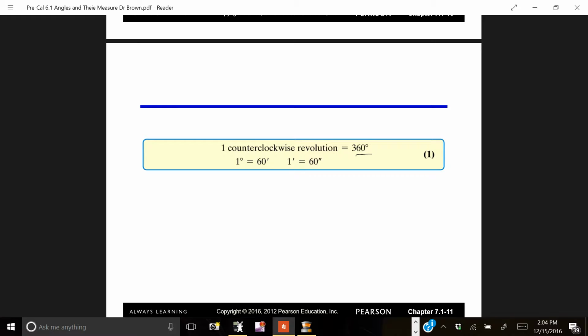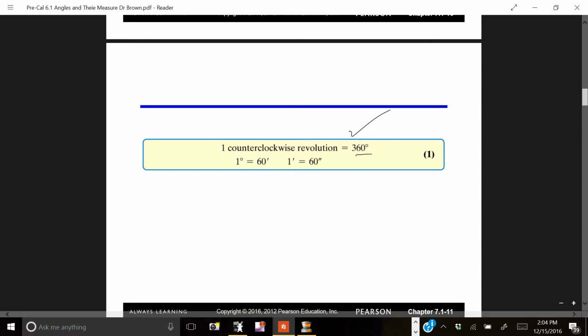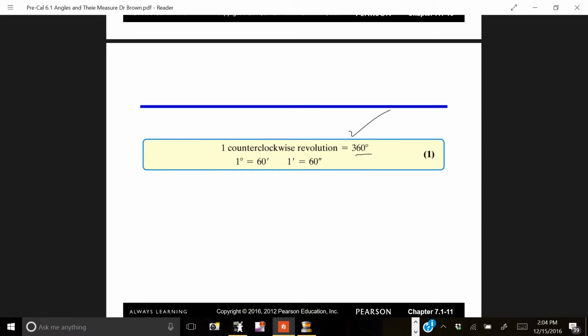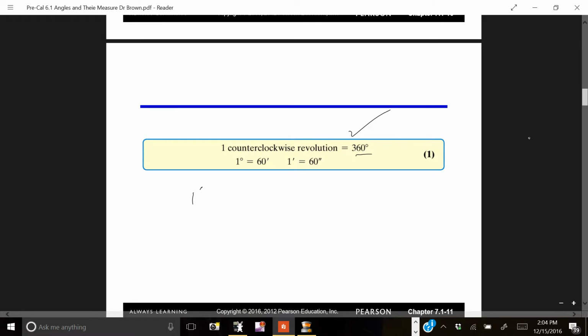Begin. 1 counterclockwise revolution is 360 degrees. 1 degree is equal to 60 minutes, and 1 minute is equal to 60 seconds. So a single dash means minutes, and a double dash means seconds.